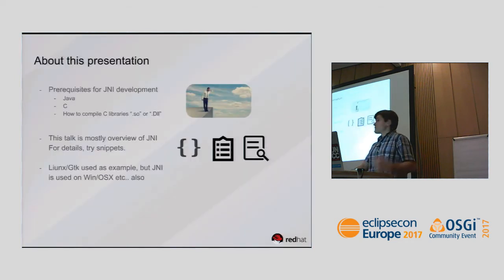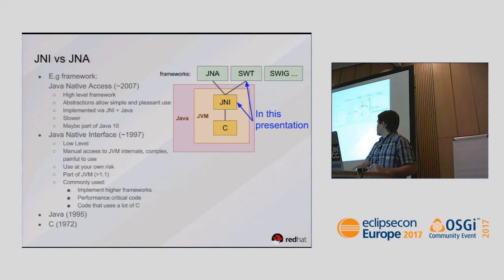In general, this presentation assumes that you know C and you know Java, and you have at least an understanding of how to compile a library in C. If you don't know, it's good to read up on those topics. I used Linux and GTK as an example, but JNI is a cross-platform technology that works in Windows or any Java-supported platform.